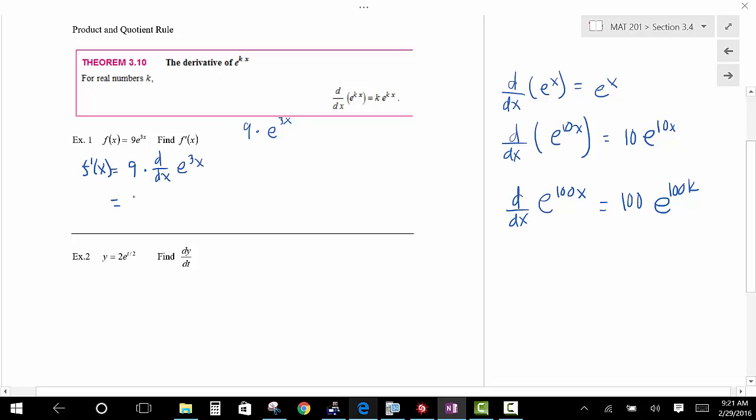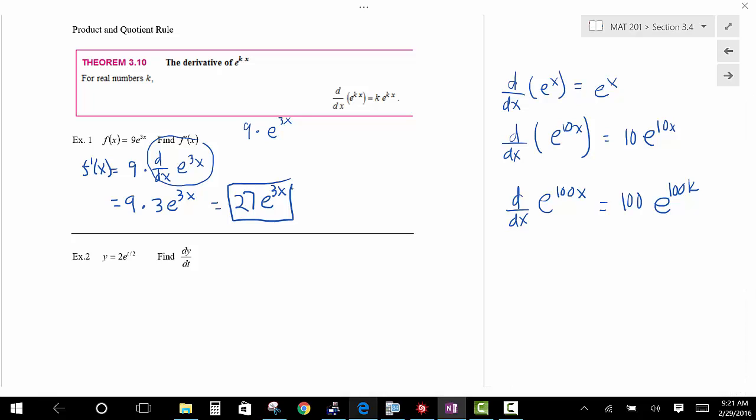Okay, now put it together. So what is the derivative now of e to the 3x in your head? 3e to the 3x. Good. Okay, like that. So that means now the final answer to this problem, 9 times 3 is 27. So that's going to be 27e to the 3x. Okay, so that's what that is. Okay, so if you have a constant, write it down, multiply by the derivative of whatever that function is. Okay, product rule would work, but it's unnecessary.